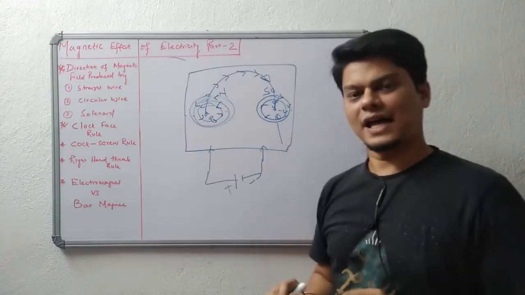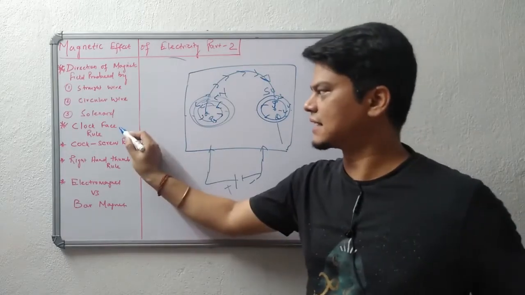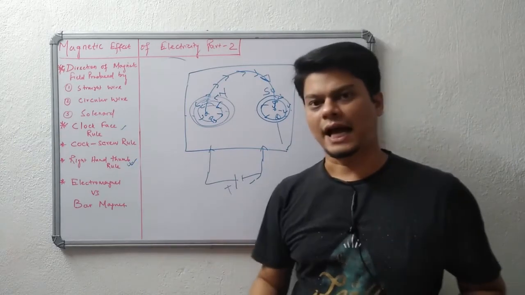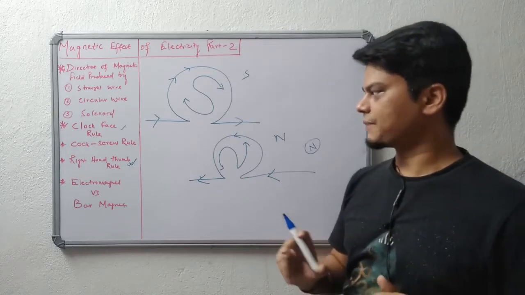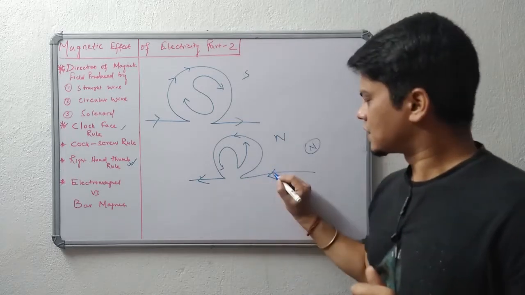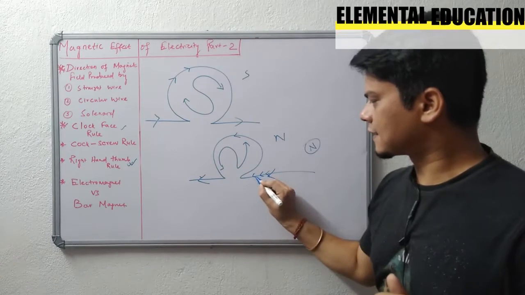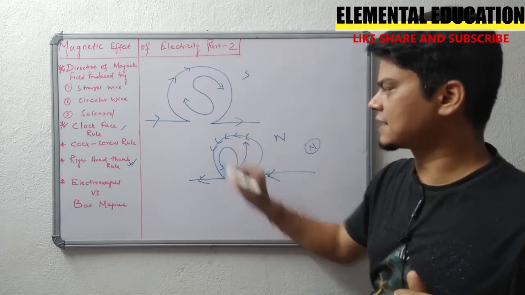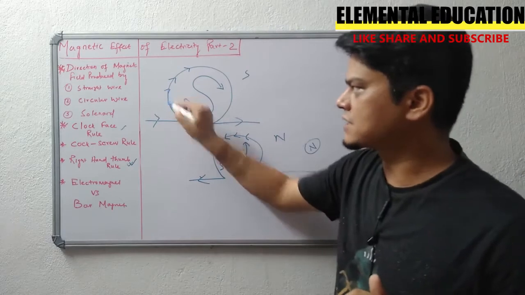So we have another rule defining this, that is clock face rule. We have already studied right hand thumb rule. I will be telling you what the clock face rule is. Clock face rule says if this is the flow of current in clockwise direction or anti-clockwise direction, this is anti-clockwise direction, this is clockwise direction.